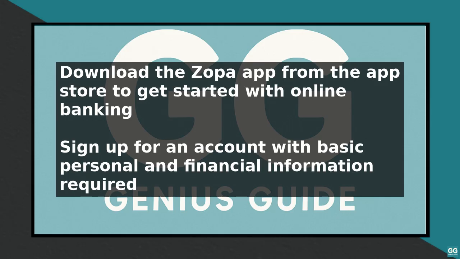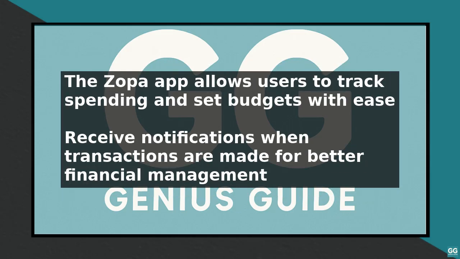To manage your account effectively, it is essential to understand the different features and services offered by Zopa. The app allows you to track your spending, set budgets, and receive notifications when transactions are made. You can also use the app to send and receive money, pay bills, and apply for credit cards and loans.